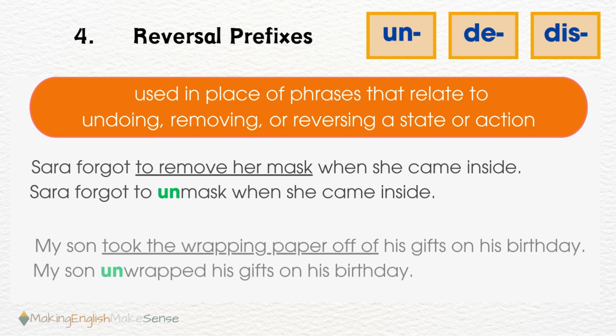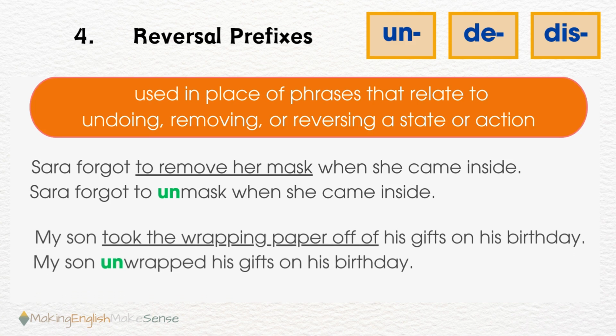As another example, the sentence, "My son took the wrapping paper off his gifts on his birthday" becomes, "My son unwrapped his gifts on his birthday." Here the prefix un is combined with the word wrapped and is used in place of a verb phrase that relates to the act of undoing something. The phrase took the wrapping paper off of refers to undoing the act of wrapping the gifts.